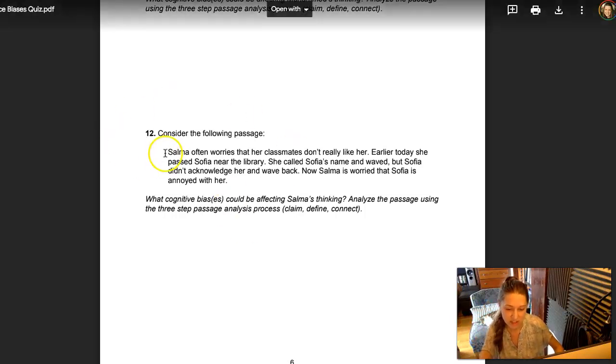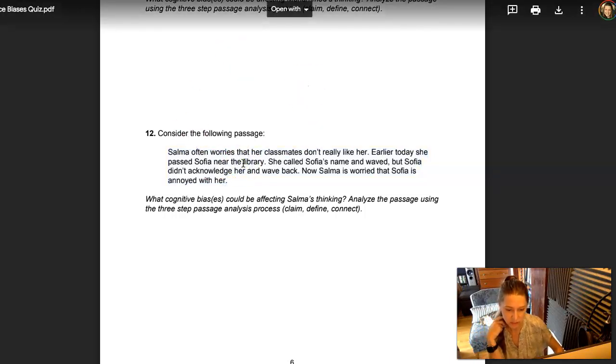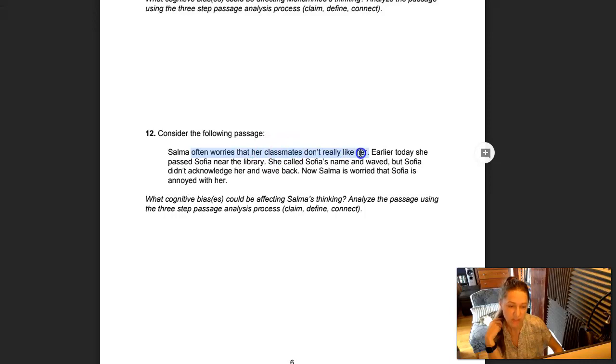So if we're going to say this is a case of confirmation bias, we need to explain, one, what is her pre-existing belief? How is she engaging with new evidence in a way that can't help but confirm her pre-existing belief? Okay, so we definitely have evidence of a pre-existing belief. She worries that her classmates don't like her. So she's got this belief, people don't really like me. Now she has encountered a new piece of information. Sophia didn't wave at me.